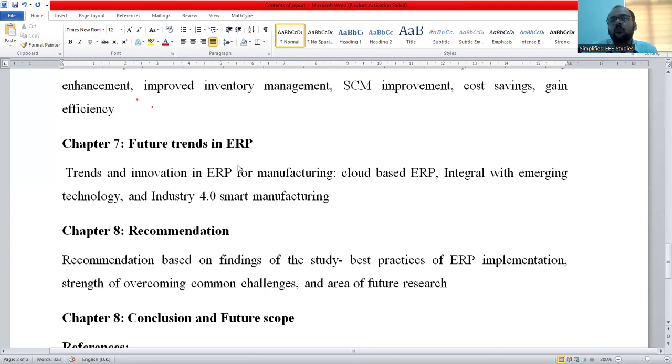Next, future trends. What are the Industry 4.0 trends in ERP? That also I have inspected. Nowadays, there are so many cutting edge technologies like AI, ML tools, then virtual and augmented reality. That also I have inspected.